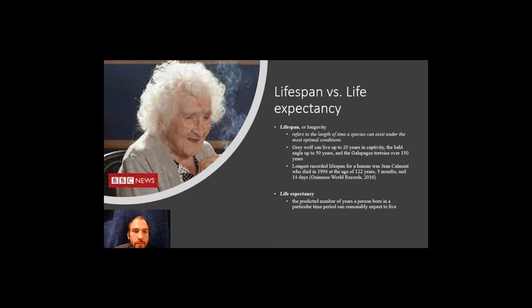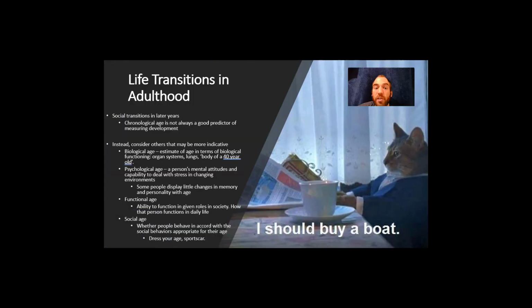So, life transitions in adulthood, social transitions in later years. Chronological age is not always a good predictor of measuring development. We already looked at biological age, which, like we said before, is an estimate of age in terms of biological functioning. So you can be 40 years old and have been a chronic smoker, for example, and have the lungs of a 90-year-old, versus a 90-year-old who never smoked and might have the lungs of a 40-year-old.